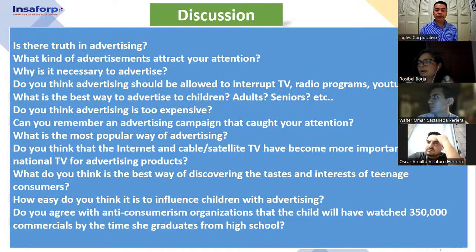For example, if teenagers like to listen to music, they use apps on their cell phones. Okay, apps on their cell phone, right? That's a good way to discover what teenagers like. Yes, because every app you have on your cell phone includes advertising in the package, right? And the best way to discover what teenagers like is apps on their cell phone. Good, thank you, Rosibel.